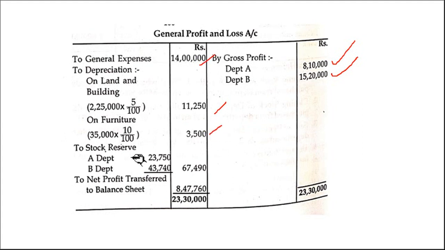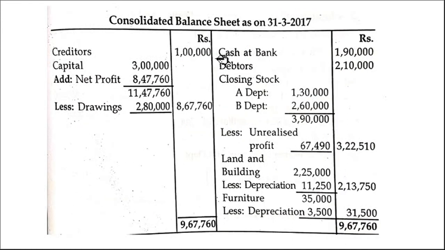Then there is stock reserve. Why is there stock reserve? Because it is sold on the invoice price. Closing stock in the trading account appears on the credit side, so stock reserve should appear on the debit side. If there is opening stock, reserve should appear on the credit side. This we know. As closing stock appears on the credit side of trading account, we have to write stock reserve on the opposite side. So stock reserve, A department, B department. We calculated this. So total 67,490. Make the total of both the sides 23,030 and the balancing figure will be the net profit, 8,47,760.